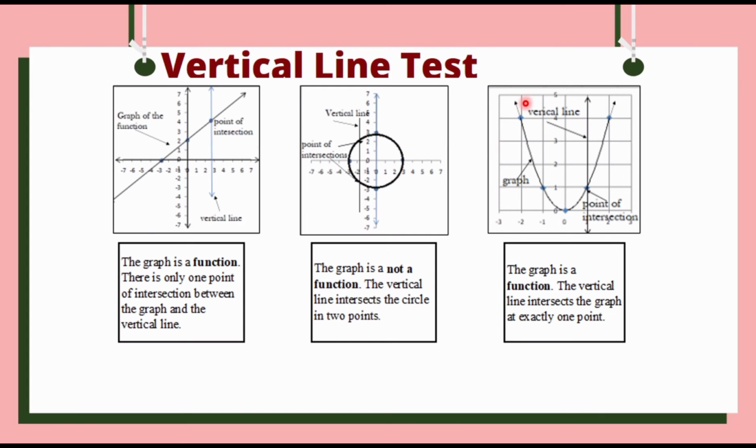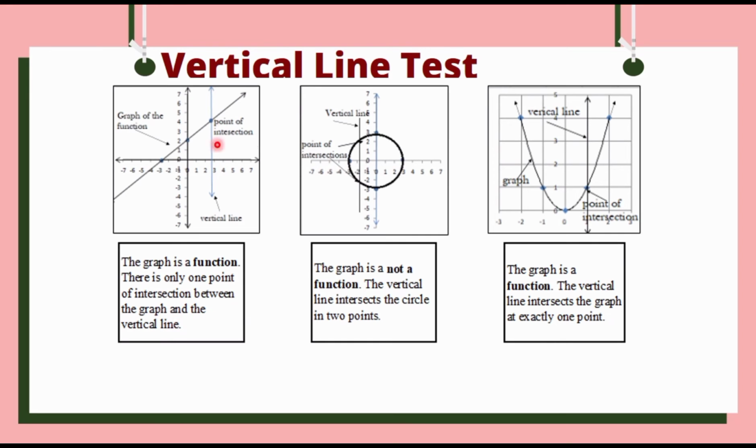Now, on our first graph, ito yung ating pinaka-line. So, dumaan sa vertical line test. Ilang beses siyang nag-intersect? Okay, exactly 1 point. So, kapag ang ating vertical line test ay nag-intersect ng isang beses lamang or exactly 1 point, therefore, that is a function. Pero kapag siya nag-intersect ng more than 1, meaning to say that is not a function. So the graph is a function. There is only one point of intersection between the graph and the vertical line.